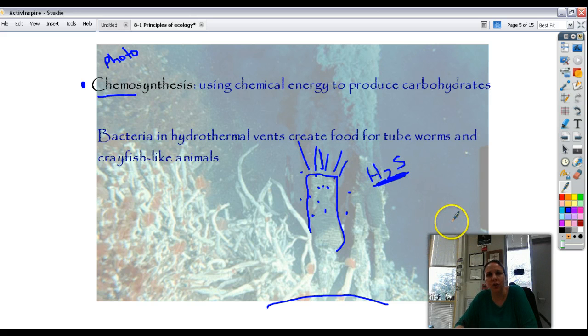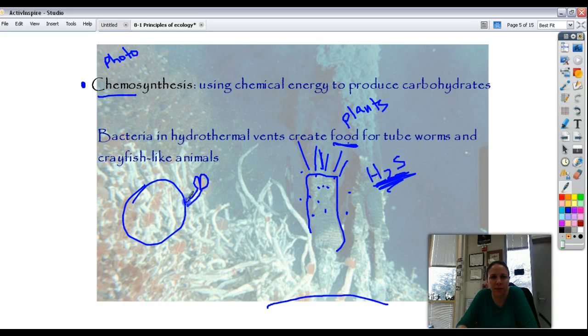So plants use sunlight to fuel the process. They use these types of molecules to fuel their process, and they create food. That food then becomes the equivalent of plants for other animals. This food can feed these guys right here, which are called tube worms. They live in these little seashell-like tubes, and their little feathery parts stick out, and they grab food out of there.